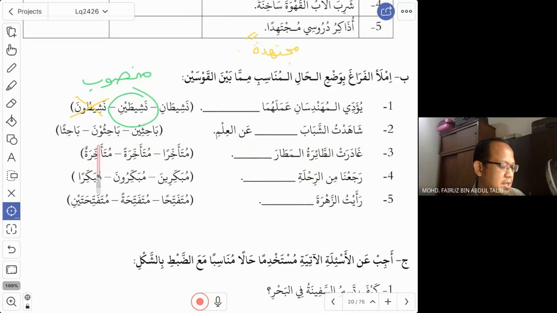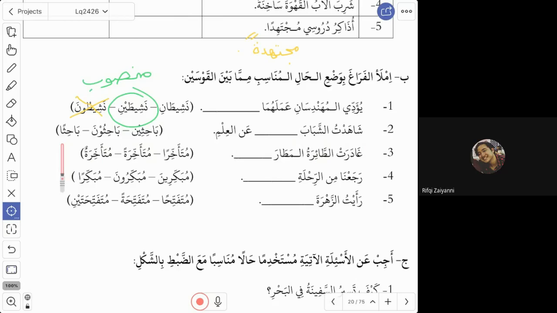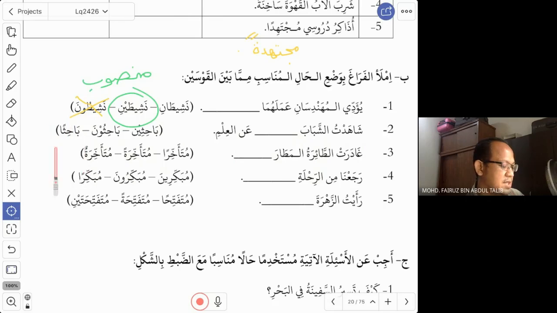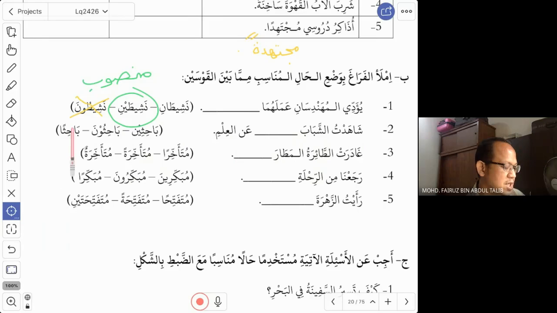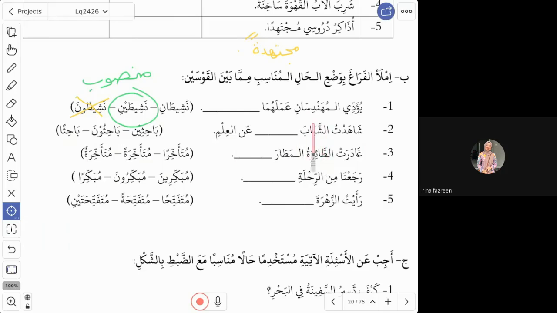So who do you think is the sahibul hal? Is it ana or is it shabab? Shabab. So the shabab were seeking knowledge. So I saw the shabab seeking knowledge. So here the bahis is referring to shabab. Which one is the correct one? Bahisan. Okay, let us try bahisan. Bahisan is a muzakkar word, and at the same time it is mufrad.